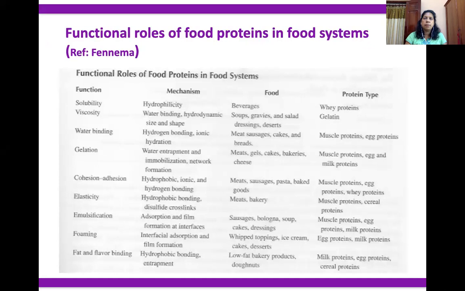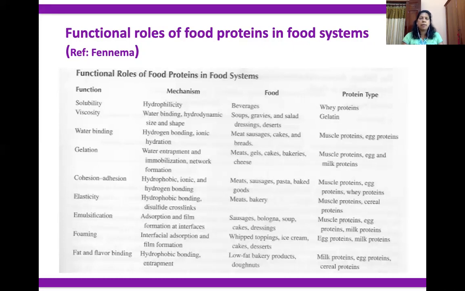This graph shows the functional roles of food proteins in food systems. The mechanism, the foods and the protein types are all given here. For solubility, the mechanism is hydrophilicity and the food is beverage. For example, the protein type is whey protein, right? That means milk based products have the solubility activity. You can add water and also remove the water, and you can produce different types of milk based products because of this hydrophilicity of the protein, which is available in whey protein or milk.